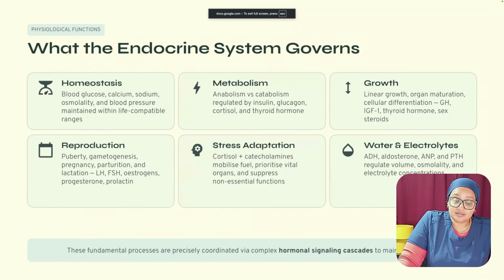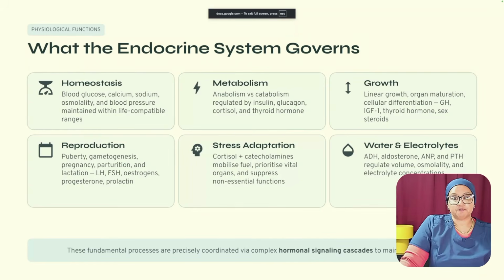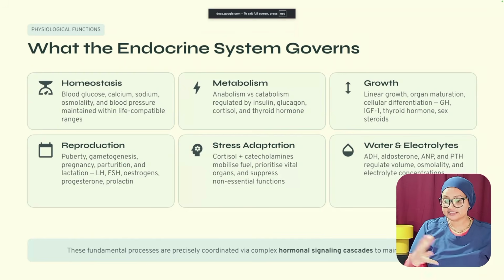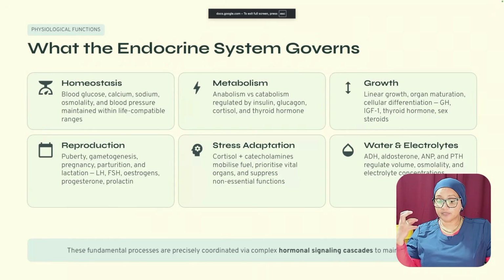Some hormones are heavily involved in these metabolic processes, and one of them is insulin. The others are glucagon, cortisol, and thyroid hormone. All these are involved. We will be talking about this at more length. Each of these processes that are governed by the endocrine system will be talked about in a separate video.